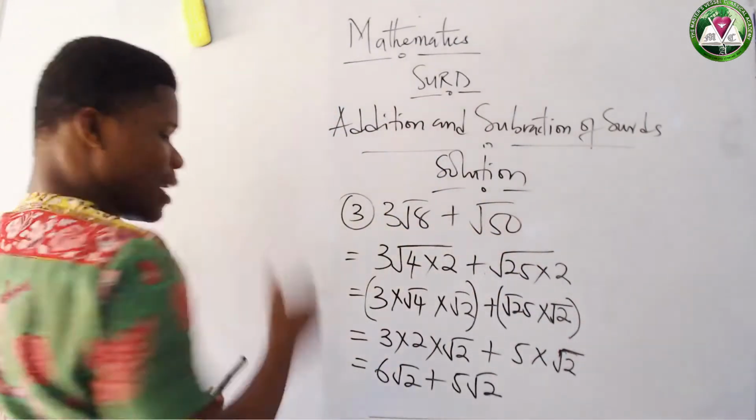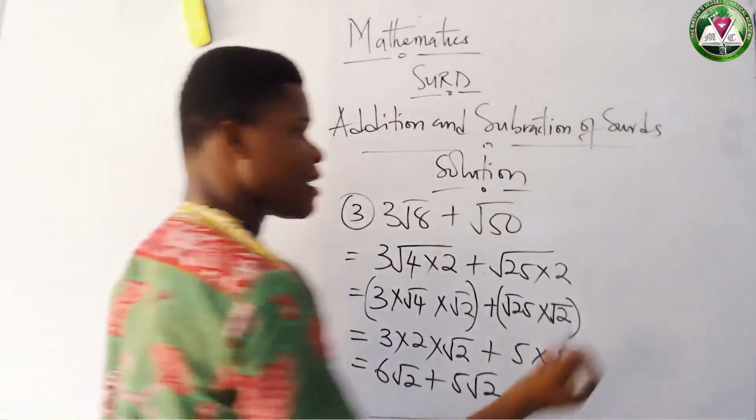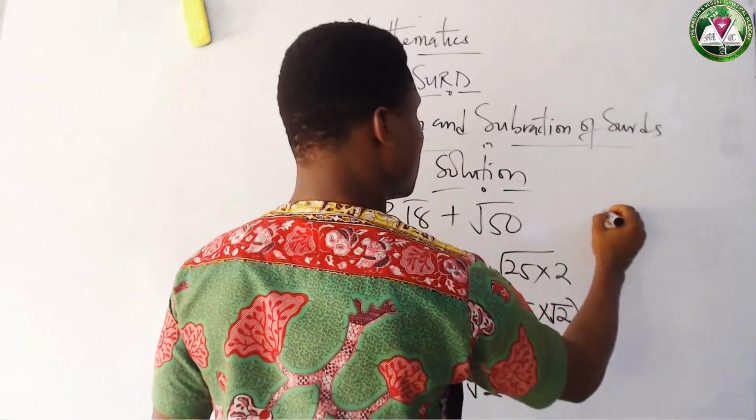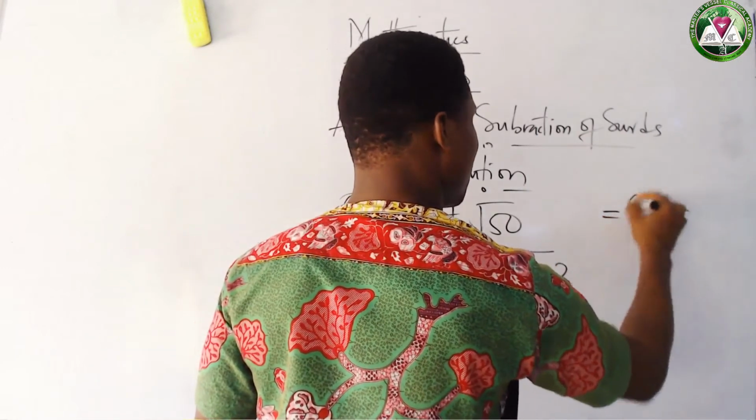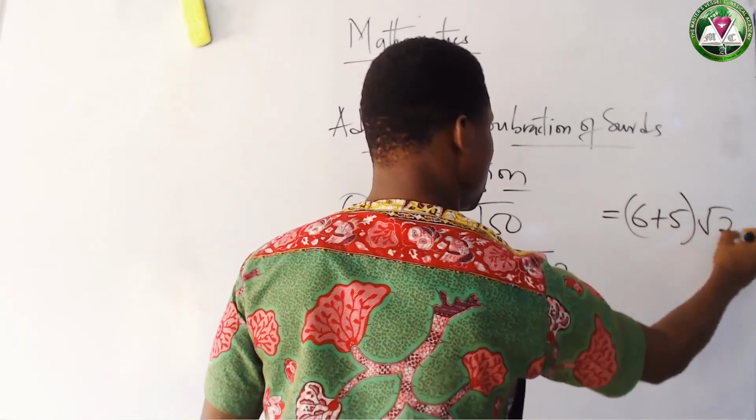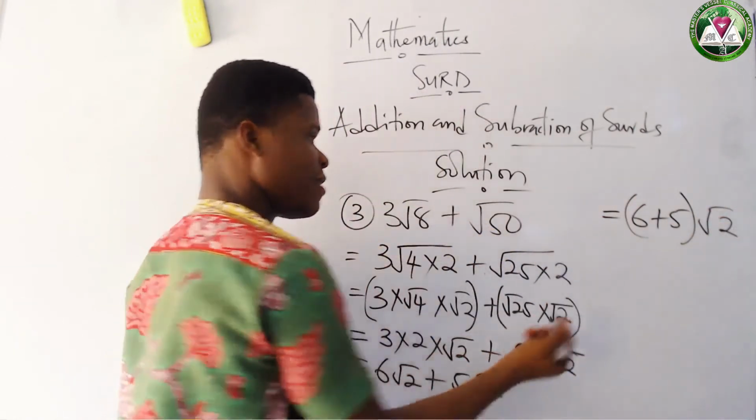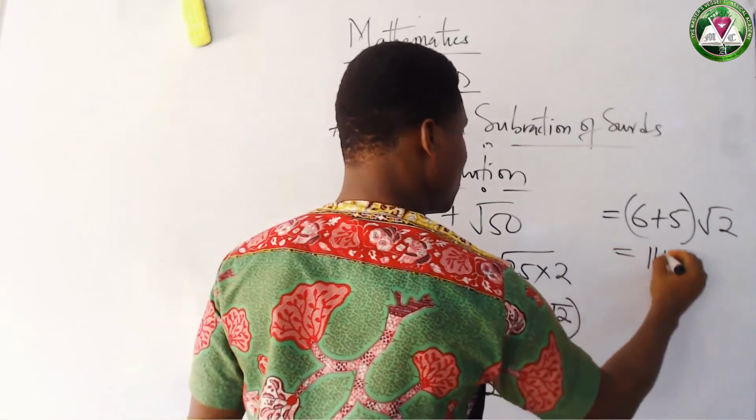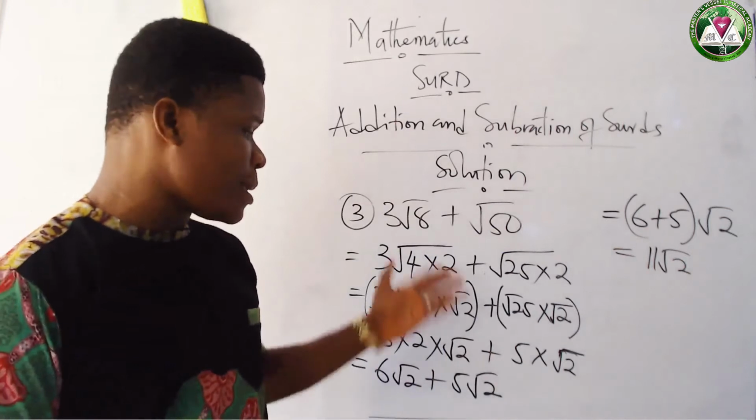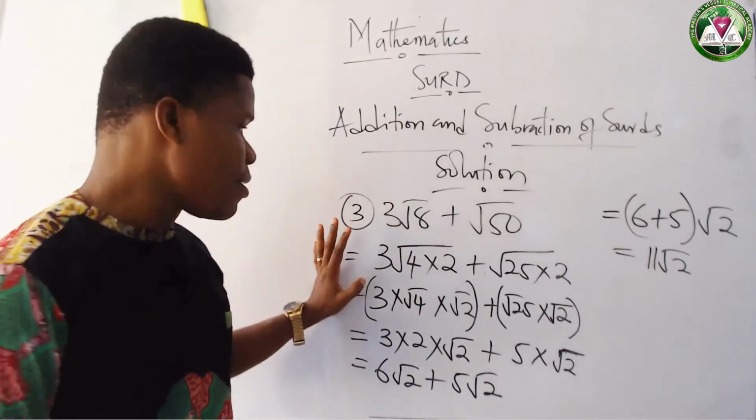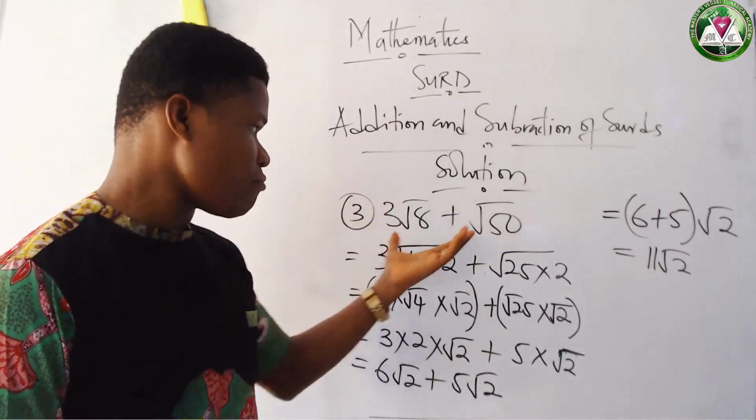You can go ahead and add. They are like terms. So add 6 and 5. So this will give us, continuing from this side, 6 plus 5 root 2. 6 plus 5, what will it give us? It gives us 11 root 2.